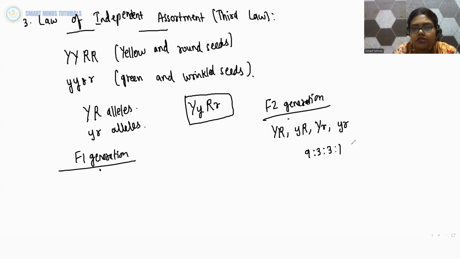So, this 9 to 3 to 3 to 1 is the dihybrid cross phenotypic ratio. 9 is yellow round, 3 is green round, again 3 is yellow wrinkled, and 1 is green wrinkled. So, this was all about Mendel's laws of inheritance.